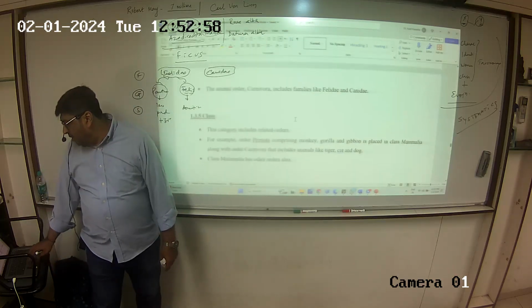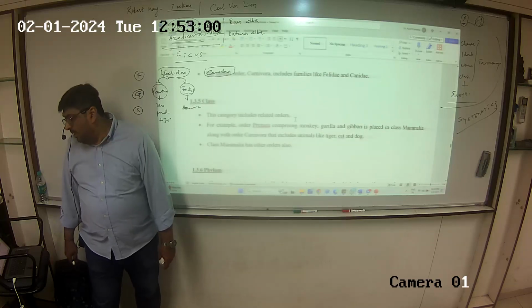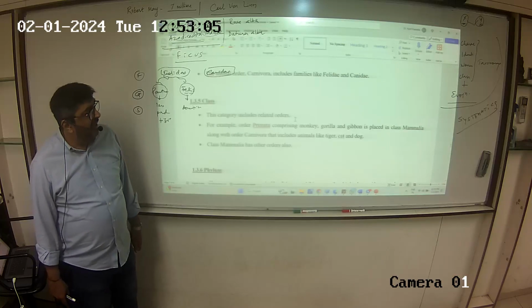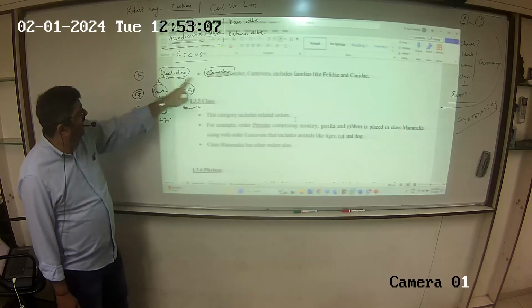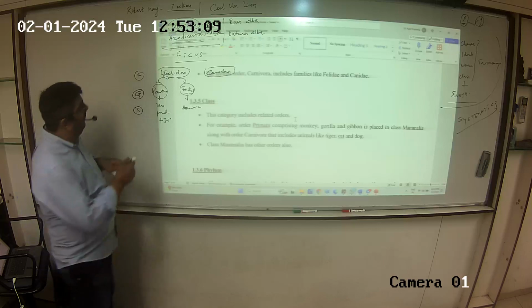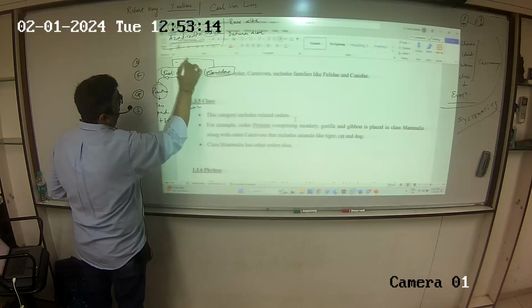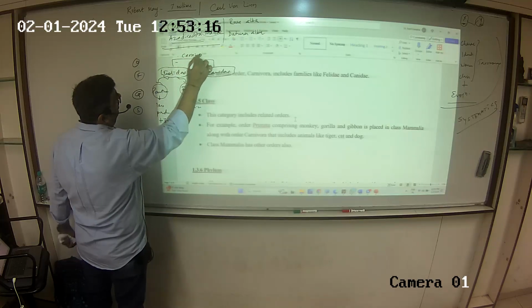The animal order Carnivora includes families like Felidae and Canidae. Do we have Felidae and Canidae here at the family level? So what comes above family? Order. So both these are under a common order called Carnivora.